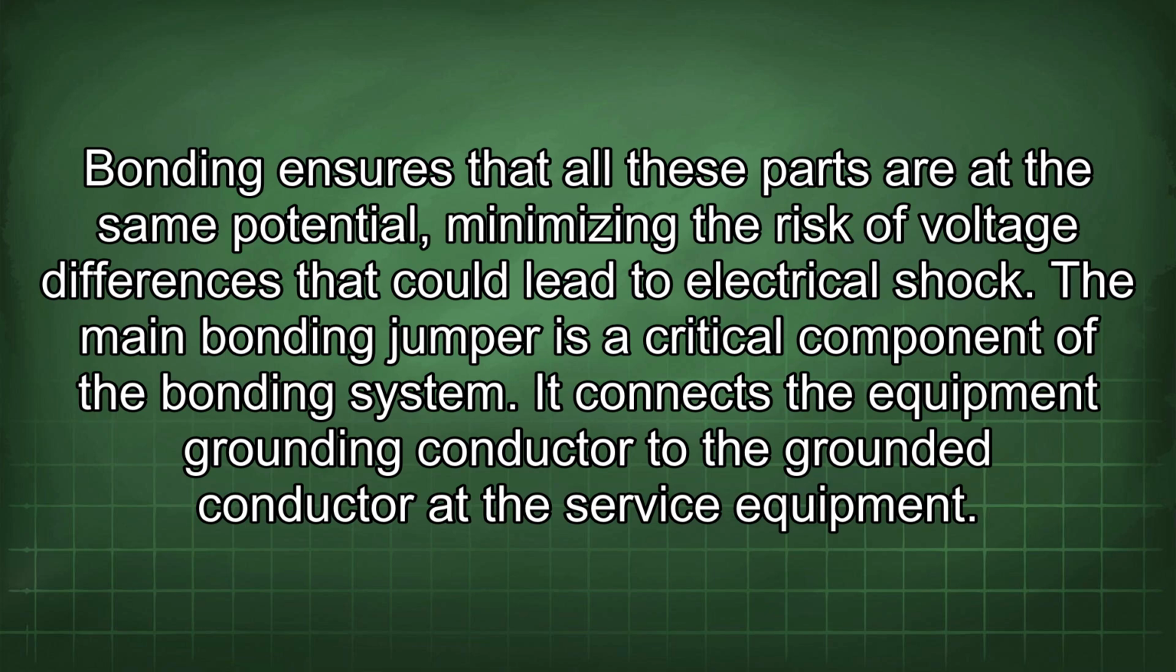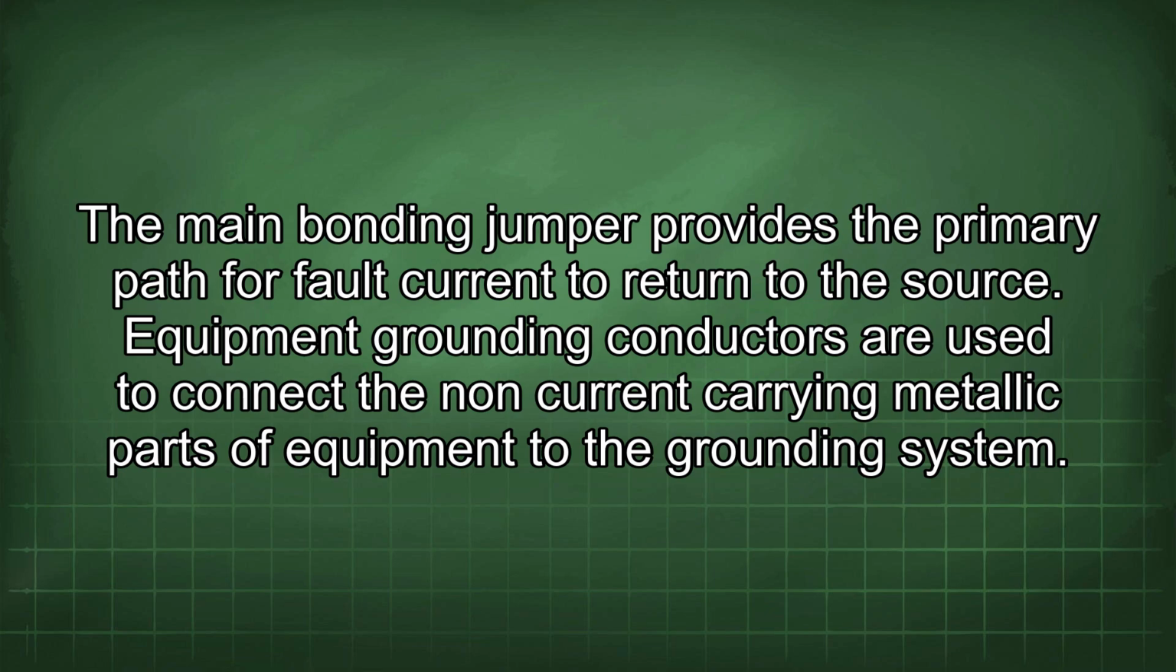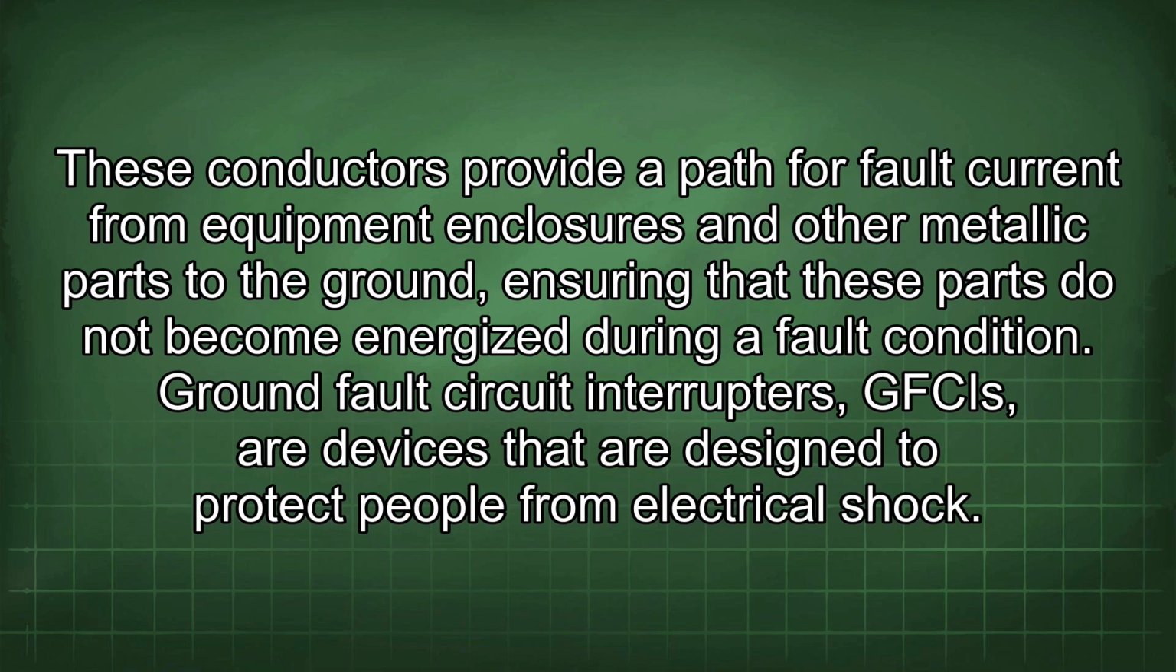It connects the equipment grounding conductor to the grounded conductor at the service equipment. The main bonding jumper provides the primary path for fault current to return to the source. Equipment grounding conductors are used to connect the non-current carrying metallic parts of equipment to the grounding system. These conductors provide a path for fault current from equipment enclosures and other metallic parts to the ground, ensuring that these parts do not become energized during a fault condition.